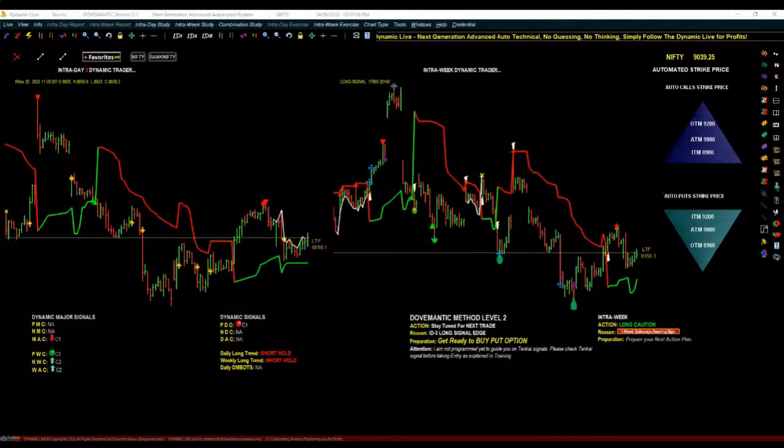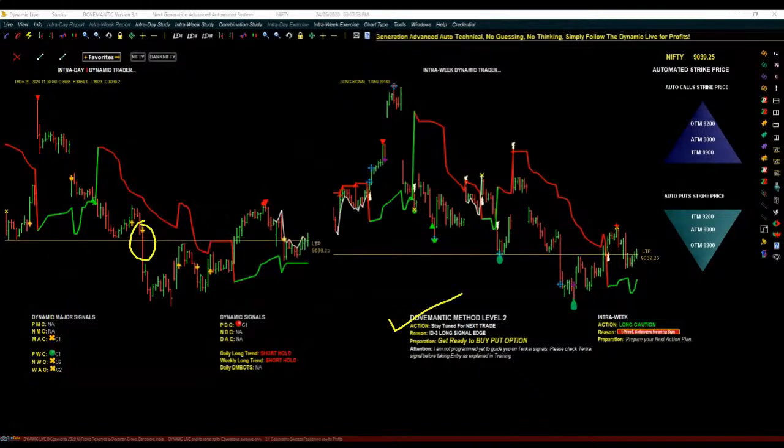Now, here is a case wherein it said buy put option now. When it said buy put option now, that is the time you would have selected one strike price. You would have bought a put option. At that point in time, I think I got into an 8,600 strike price put option. I bought it at around 30 rupees, if I'm not wrong. Once I bought it at 30 rupees, the price started coming down.